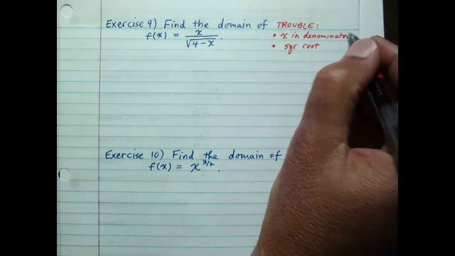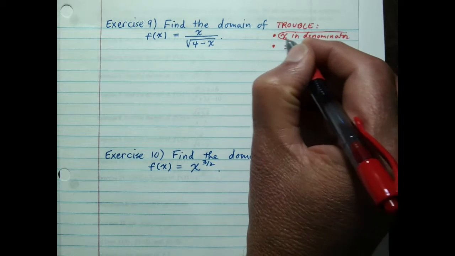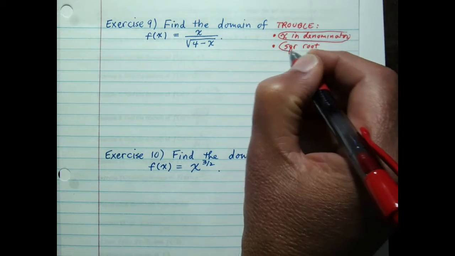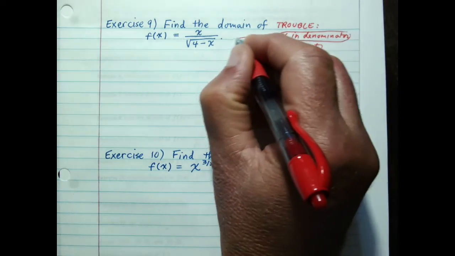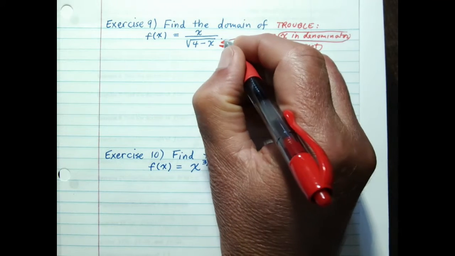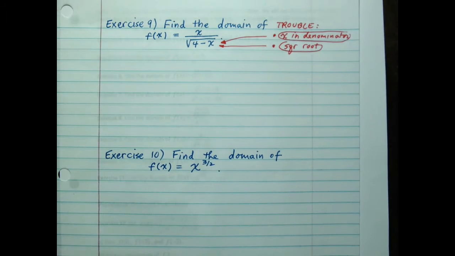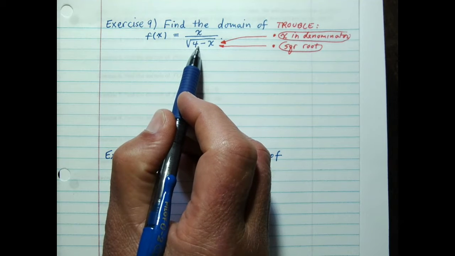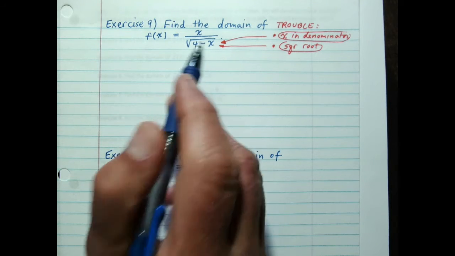In this problem, we have x in the denominator, and we have a square root, and they both occur down below, right, in the same spot. So sometimes this problem is a little bit confusing because the denominator and the square root problem are in the same place, sort of.